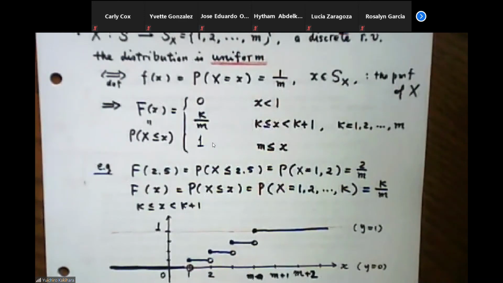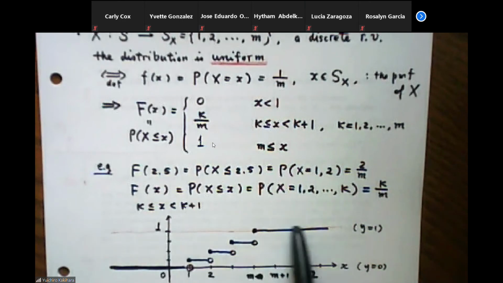Okay, 1, 2. This is just one example. 1, 2, and then up to m. M is here. So if you want to have this, then I have to split this interval into more subintervals. Okay. So this is the one. So anyway, the graph of the cumulative distribution function is always between y is equal to 0 and y is equal to 1.